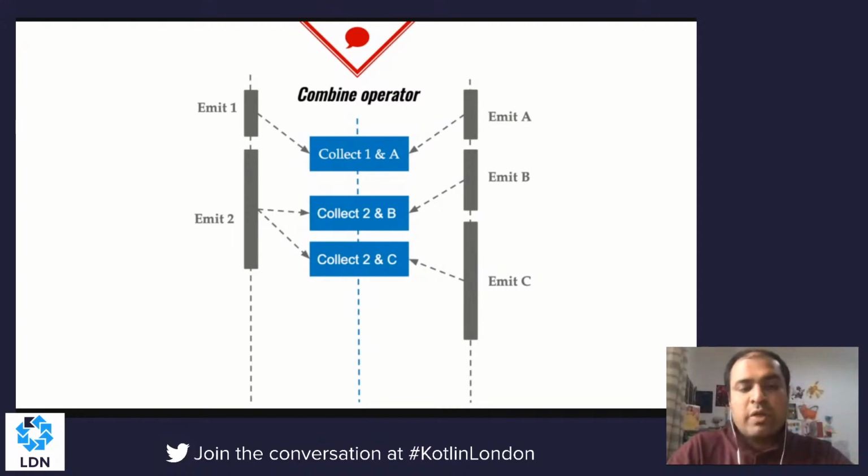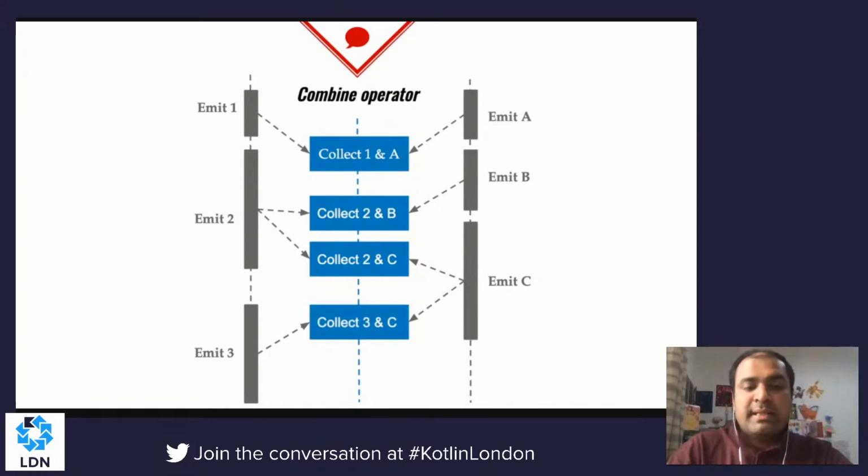Because emit 2 was going on while emit C was emitted, it refers to emit 2 and generates a new result. Similarly, if this is extended further, now let's say emit 3 is happening, but emit C is going on. As you can predict, it would be the result of emit 3 and emit C. And then if emit D is happening, it will be the result of emit 3 and emit D, because emit 3 is still the latest on flow 1, and on flow 2 the latest was emit D. So the new result is 3 and D.